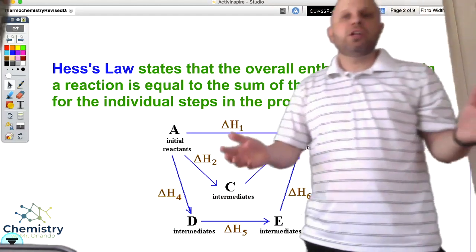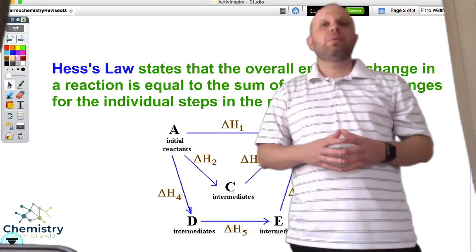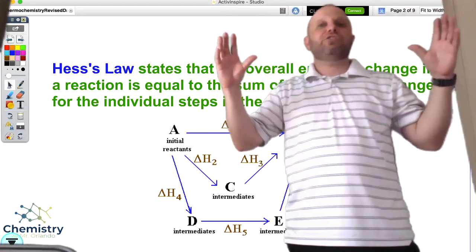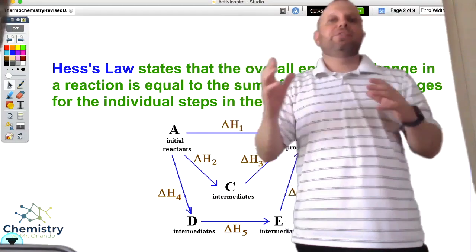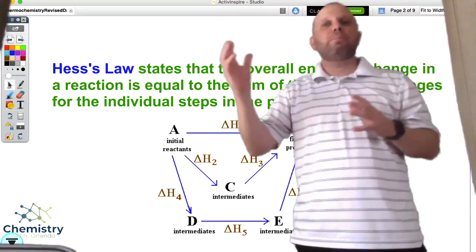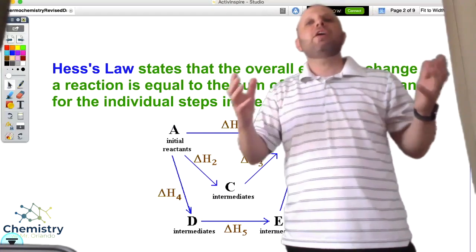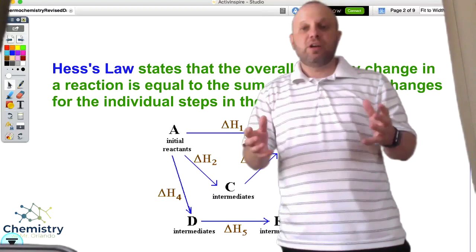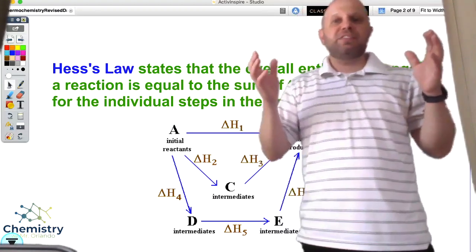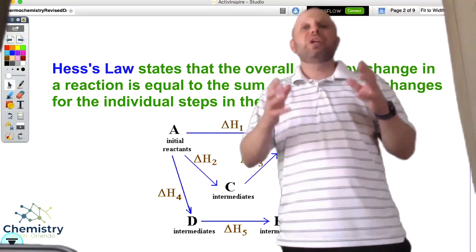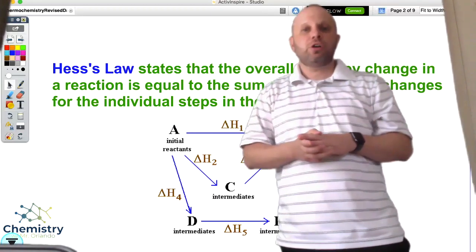So what we're going to do is look at a series of problems where we have a target reaction. That's the reaction that we're trying to get. But instead of just going from point A to point B, we're going to use a series of equations that will add up to give us that target equation. When we add up the delta H values for those other alternate reactions, we'll get the delta H value for our target equation.